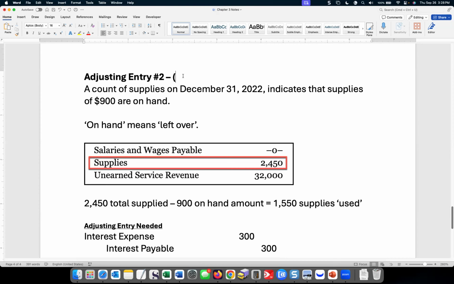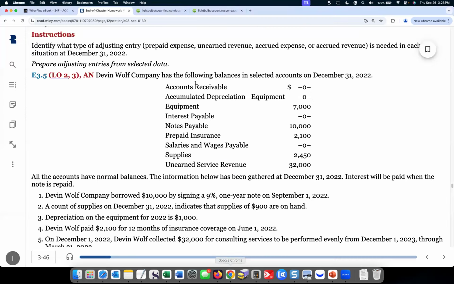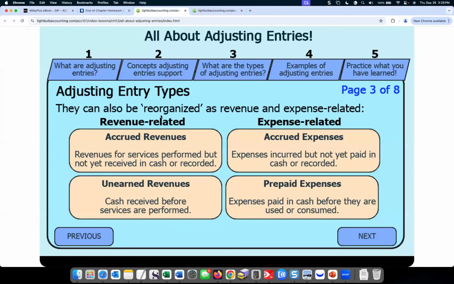Now, before we go any further, we got to put a label on this. What type is it? Well, first off, is it revenue or expense related? When we use up supplies, it's what? Yeah, it has nothing to do with performing a service, right? It's about using up supplies. So now we're down to, is it an accrued expense or is it a prepaid expense?